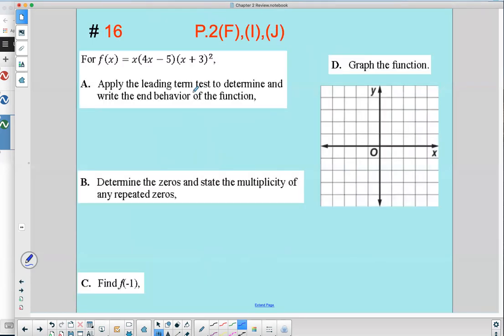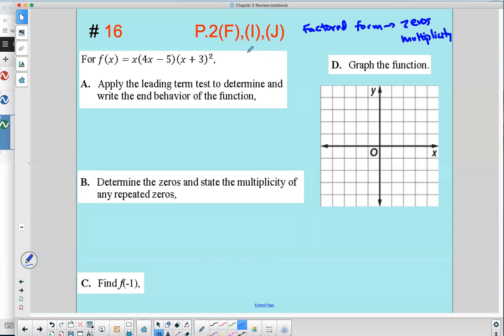Okay, let's finish off this problem. 16. It says apply the leading term test to determine and write the end behavior of the function. So the leading term test is what the graph will resemble in power. You cannot find that readily from factored form. If you remember, factored form finds you the zeros and the multiplicity. We talked about this earlier, this chapter.